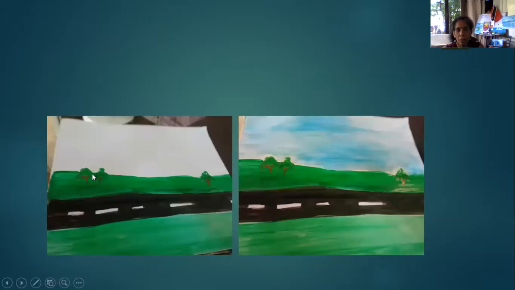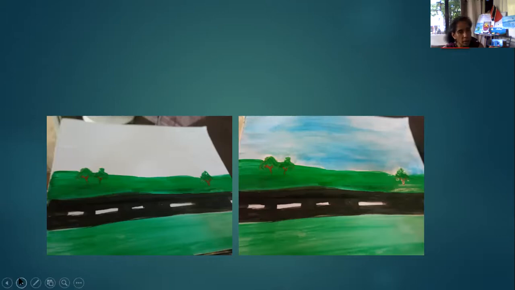After we do that, we put some leaves on the trees, and we're not going to leave up here white. We're going to paint it blue. If you want, you could put in clouds, you could put in the sun, you could put in birds, whatever you want. So you have now created the landscape, okay, for that mode of transport, which is the land.